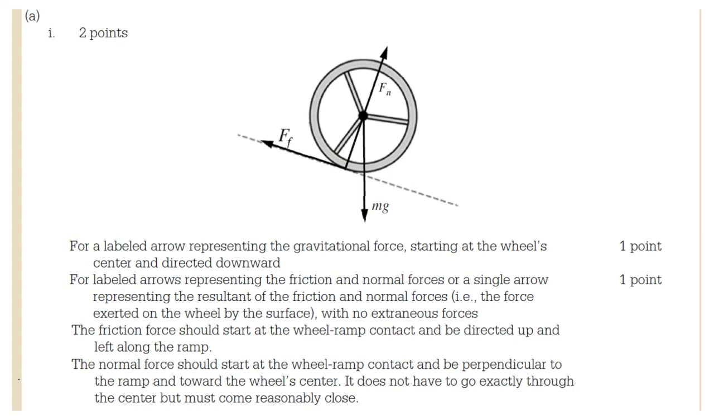Now, this next part is confusing, but I think you'll get it. It says, or a single arrow representing the resultant of the friction and normal forces, the force exerted on the wheel by the surface. Now, because the friction force acts parallel to the surface and the normal force acts perpendicular to the surface, some people like to think of these two forces as being the perpendicular components of a single surface force, if you will, which is going to act at some diagonal like this, or like the net surface force. I never taught you that because I think that's a totally weird way to think about it.